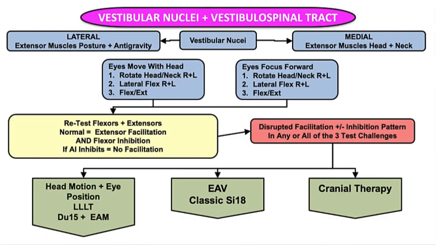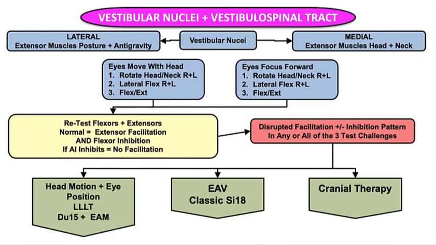Let's recap the entire protocol. To evaluate the vestibular nuclei in the vestibulospinal tract, first thing we have to do is check head and neck flexor extensors, make sure autogenic inhibition is working properly. Check, that's for the medial vestibular nuclei. For the lateral vestibular nuclei, you're going to check trunk flexors extensors. We can use the quadriceps or rectus femoris, and then the hamstrings. Make sure autogenic inhibition is working properly.